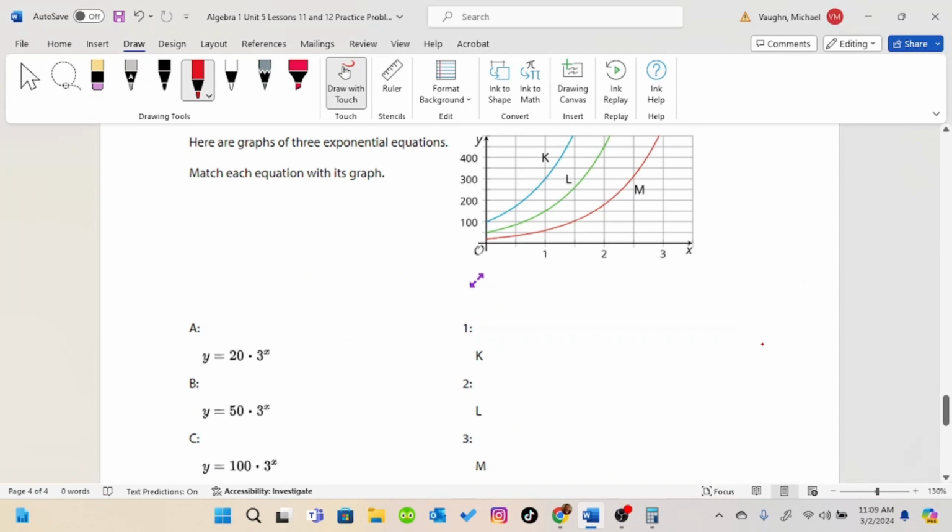Here are graphs of three exponential equations. Match each equation with its graph. If you notice, all three graphs have different y-intercepts, and the number by itself in each equation is the y-intercept. So, when we look at A, the y-intercept is 20. That would be at this point right here on the red line. So A must match graph M.